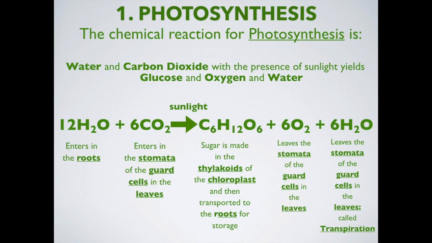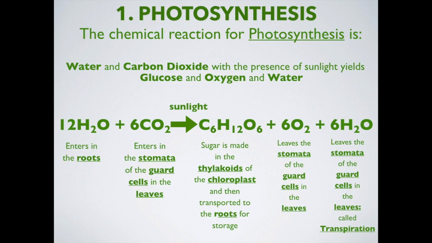Now, let's take a look at the oxygen. Just like the CO2 entered the stomata of the guard cells in the leaves, oxygen is going to be released. So oxygen is the waste product of the leaf. We breathe in oxygen as humans, that's our needed molecule, and we breathe out CO2, which is our waste. Okay, but plants breathe in CO2 and then breathe out oxygen.